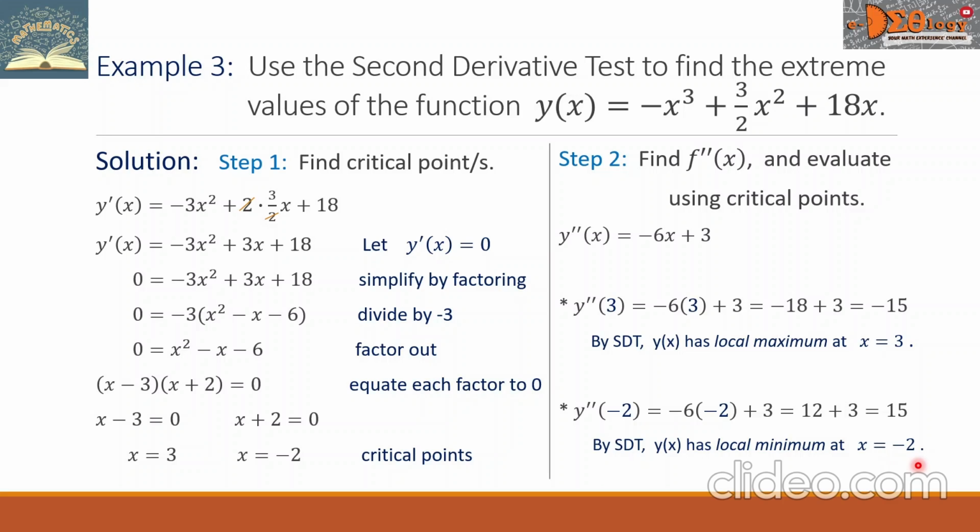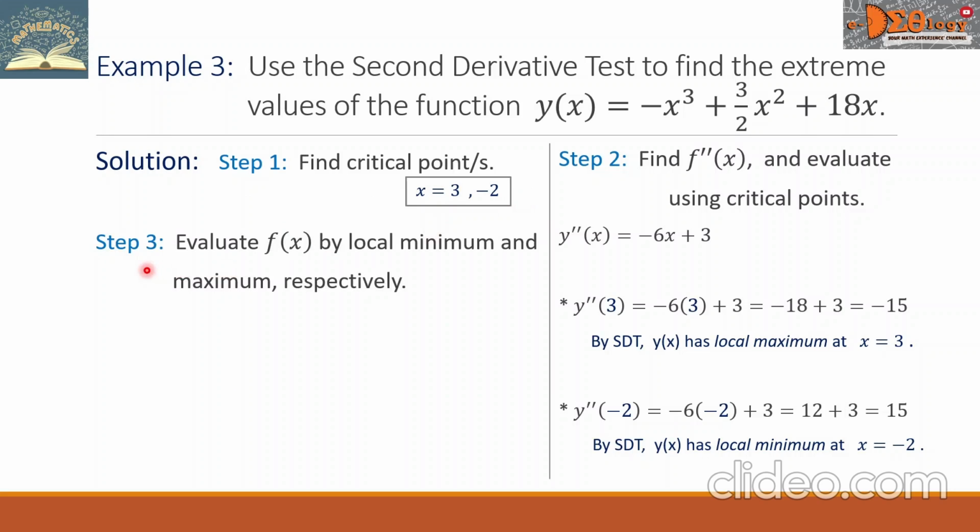Now we go to step 3. I need the space here. First, I'm going to copy the critical point values, and they're here now. Then step 3, we evaluate the function f of x at the local minimum and maximum respectively. Let's begin with the maximum value. In our step 2, we said that there is a local maximum at x equals 3. So we evaluate our function with that value 3.